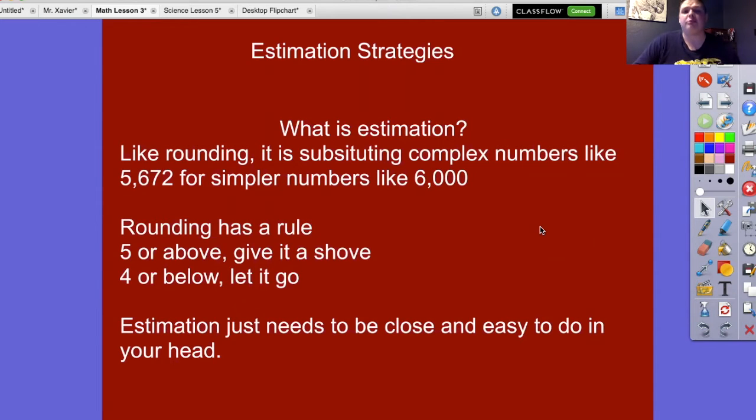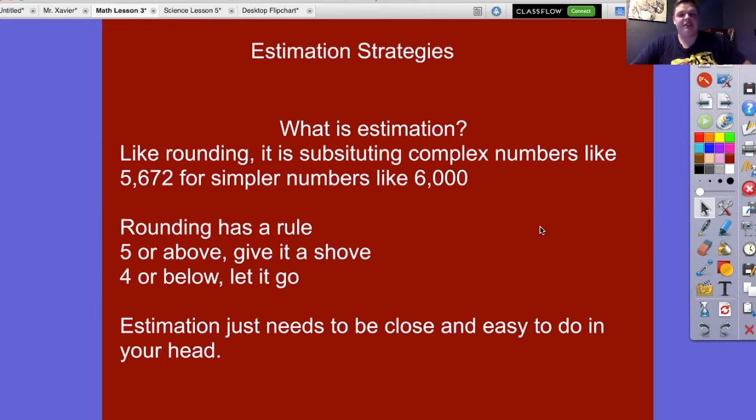The difference between rounding and estimation. Rounding has a rule. You got to follow it every single time. So if it says to the nearest thousands or hundreds, you find that first. Remember, we circled it, and then we went back and we looked at it. And remember my rule I told you, if it's 5 or above, the number before the one you're supposed to round, you got to give the number you round up a shove. Take it one up. So if it's a 5, it turns to a 6. If it is 4 or below, you got to let it go. You got to just keep it at that 5.